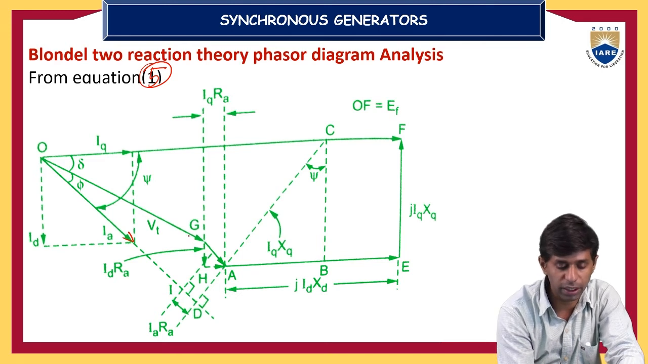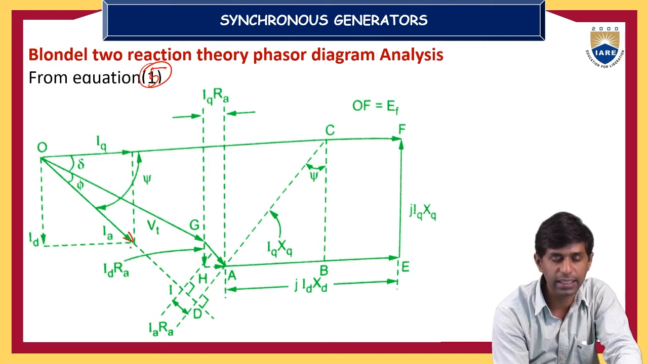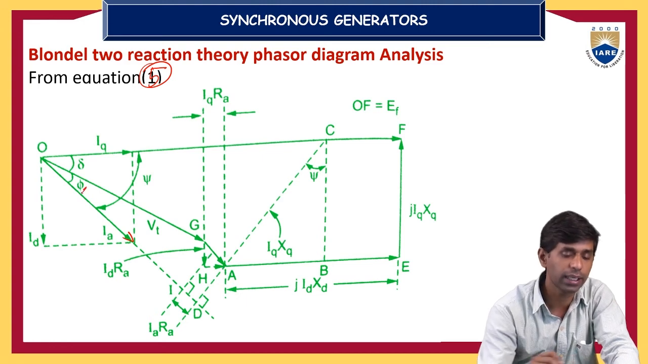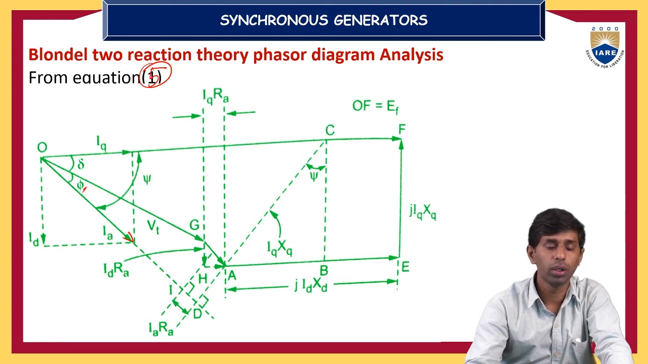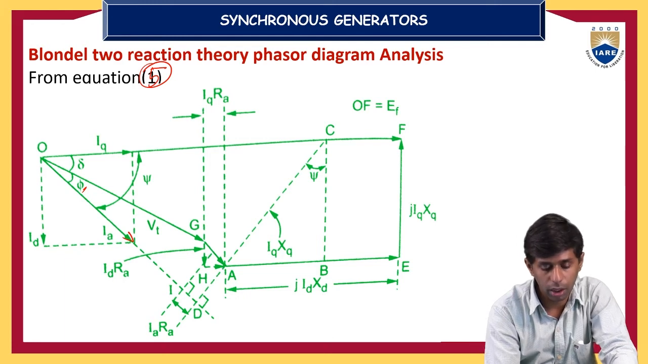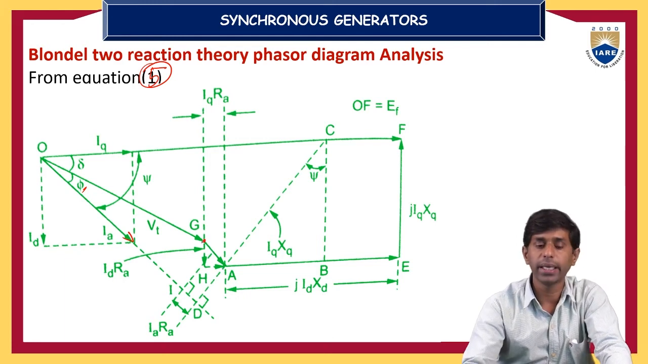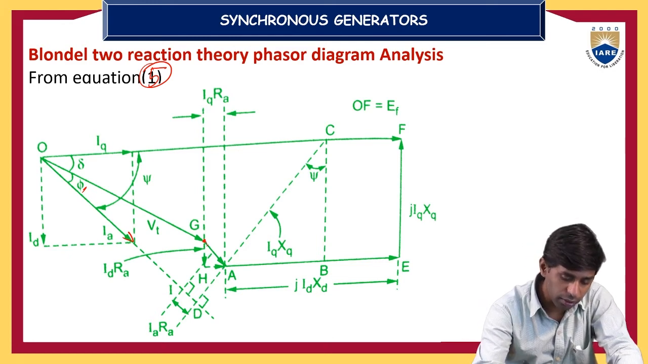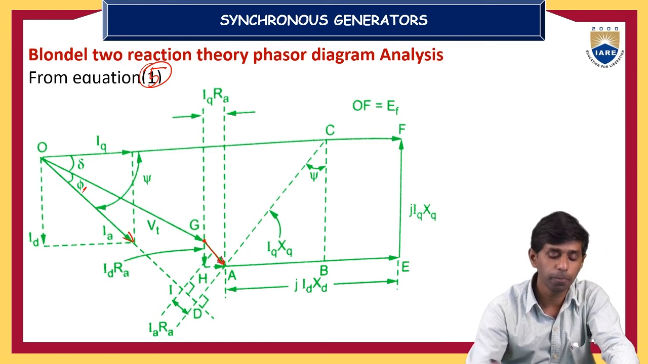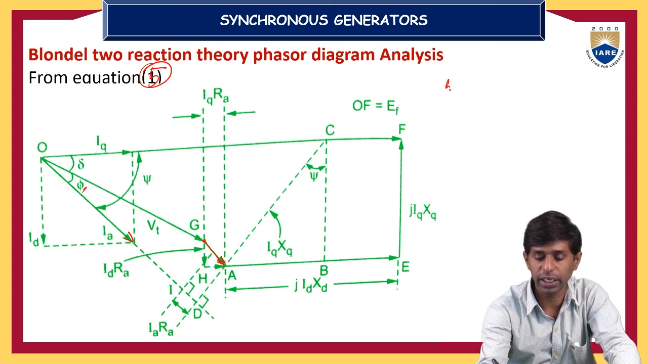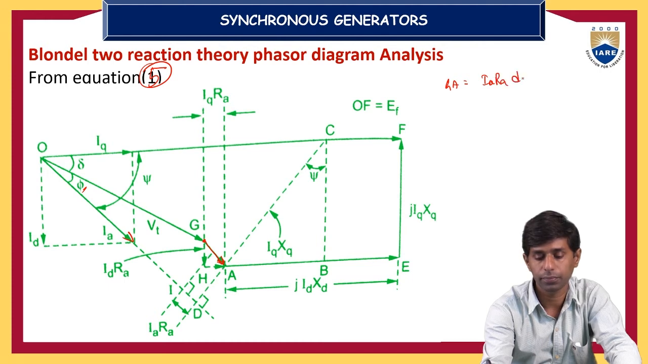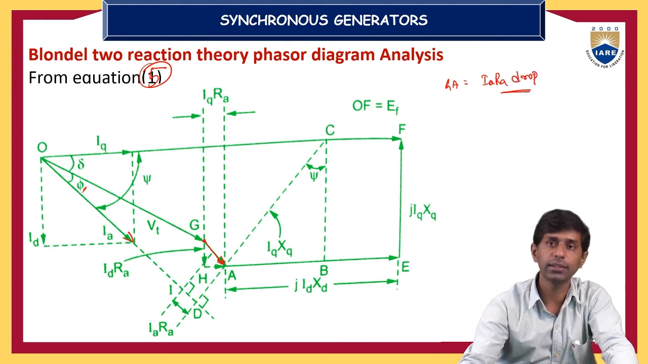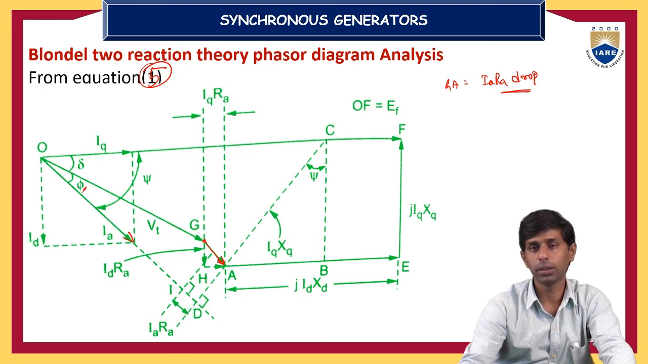So the terminal voltage will be OG, which lags the armature current by a phase angle phi. Next draw IA RA, the drop due to armature resistance. From G, draw a line parallel to the armature current IA, that is GA. GA represents IA RA, the drop due to winding resistance. That line must be along the armature current.